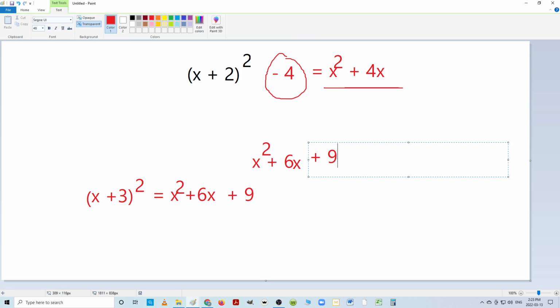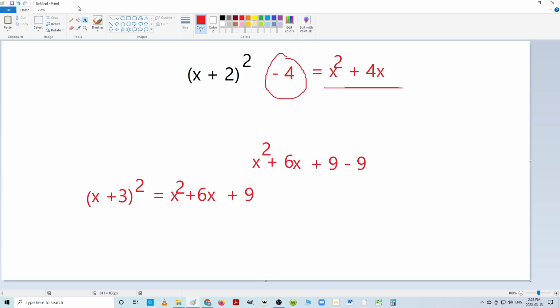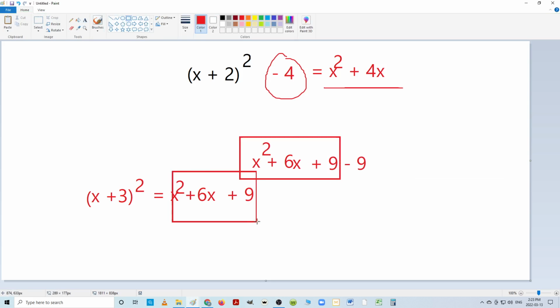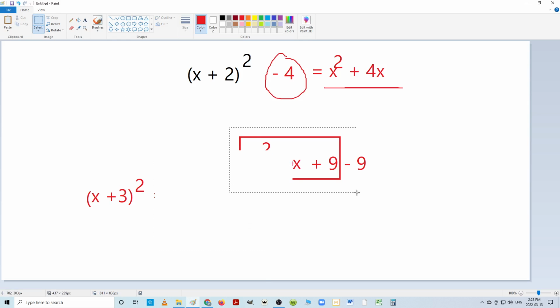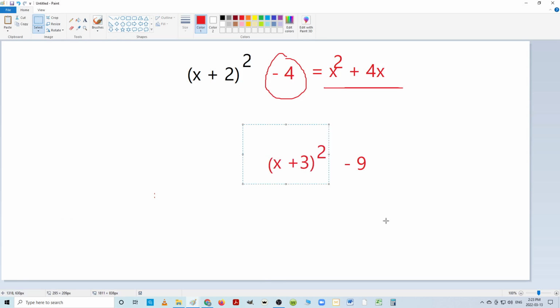I'm going to add a 9 and subtract a 9. I haven't created or destroyed anything. I've just put in this portion right here exactly what this is. And that means I can replace it, as you might have guessed, with this. Great. That will expand exactly into what I want, x squared plus 6x, because it subtracts this.